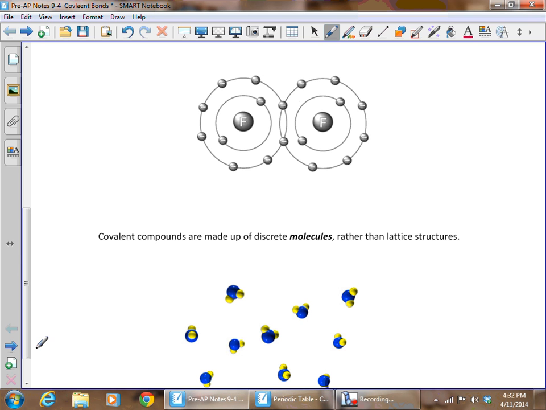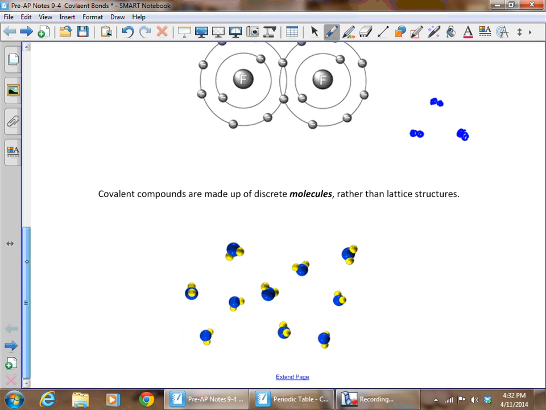Now, covalent compounds are different from ionic compounds. Remember, ionic compounds have that crystal lattice structure of positive and negative alternating structure. When we're dealing with covalent compounds or molecular compounds, we have actual true molecules, individual molecules. So you would have, in the case of the fluorine, lots of little diatomic fluorines floating around that were individual molecules. Down here, it's just an example of some water molecules showing that they are discrete, meaning separate molecules. There's no lattice structure involved.